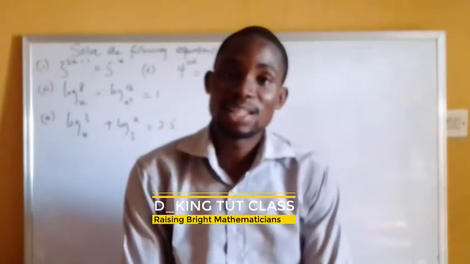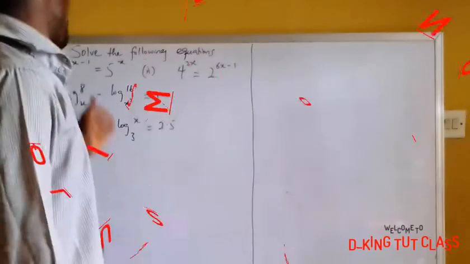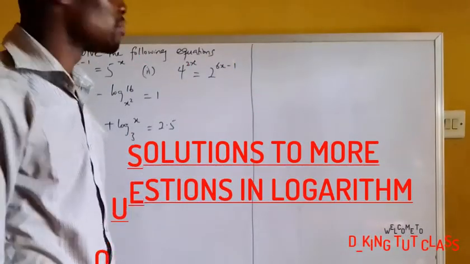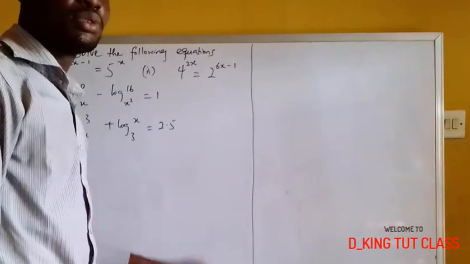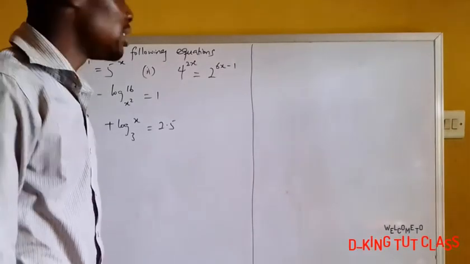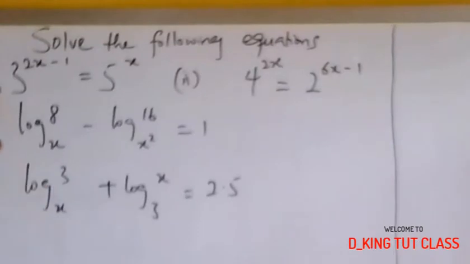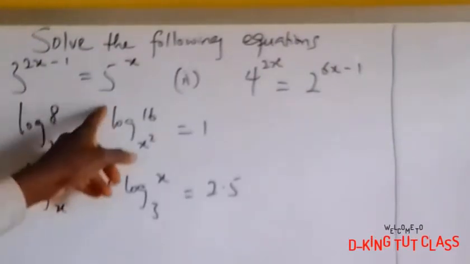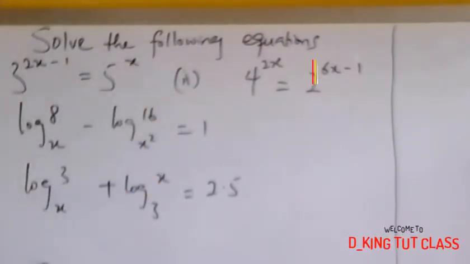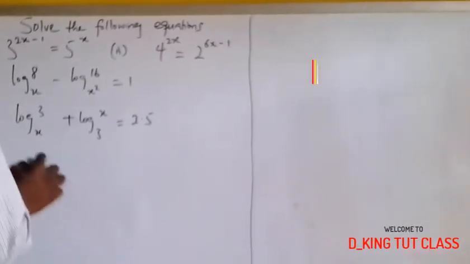In today's class we'll be looking at other questions that we have in logarithm. So we'll be solving more questions in logarithm to see how good we are in logarithm. Now for the first question we have 3 raised power 2x minus 1 equals 5 raised power x. Now how will I solve it? Solution.